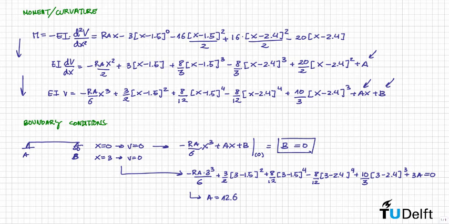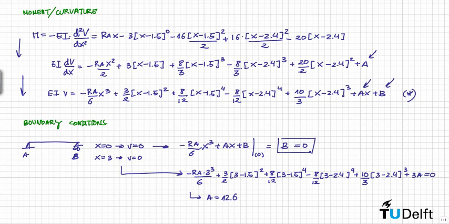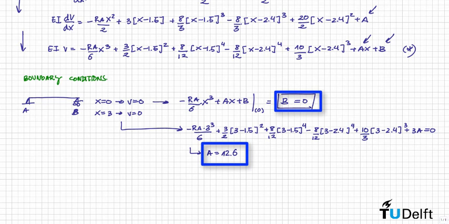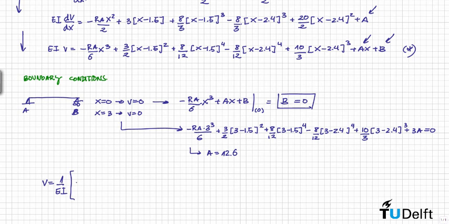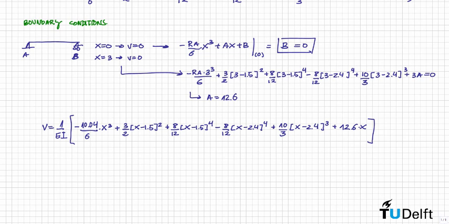Then once we know the value of the constants, we can use this equation here, the equation for the deflection. We can substitute the value of these constants. So finally we have that the expression for the deflection of the beam is this. The exercise was asking for the deflection at x equal to 1.8.